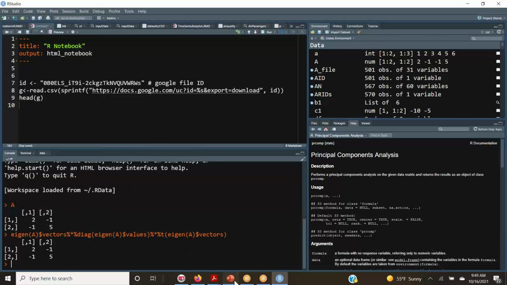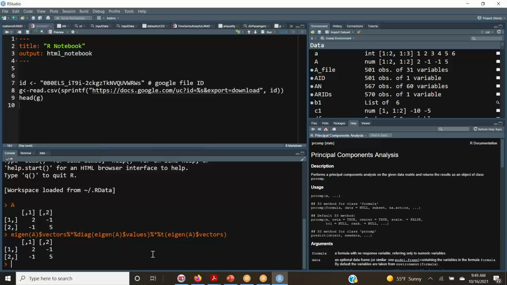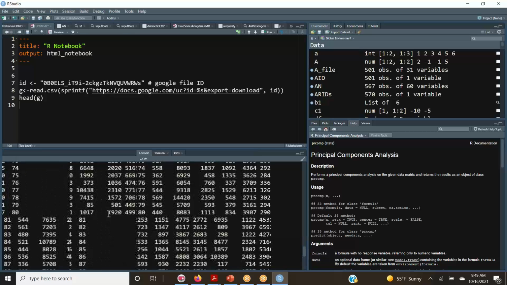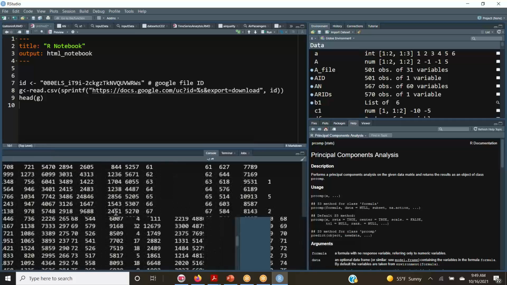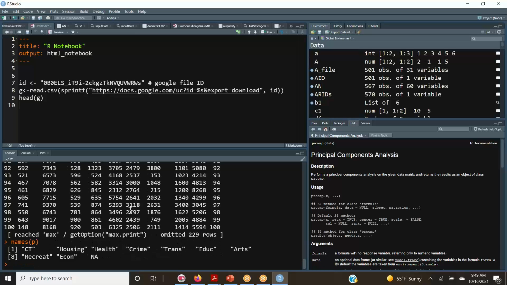Now we were talking about this one, right? So let me see whether data is there. I wrote it as P. Okay, still it is there because I saved it. P is the places rated almanac. 329 places are rated on 9. So names of P, these are the names: CT, housing, health, crime, transportation, education, arts, recreation, econ.